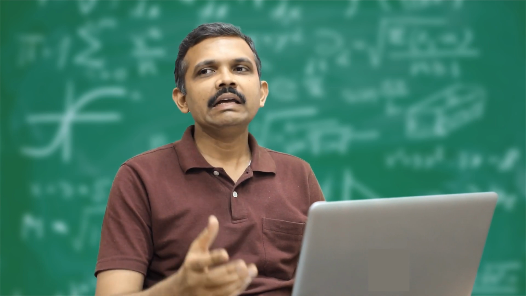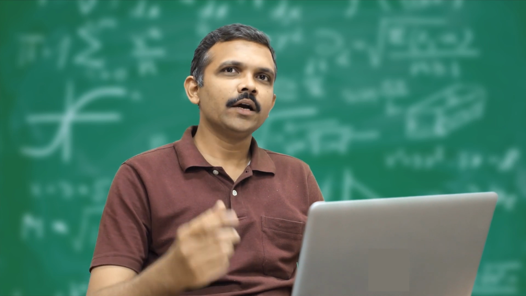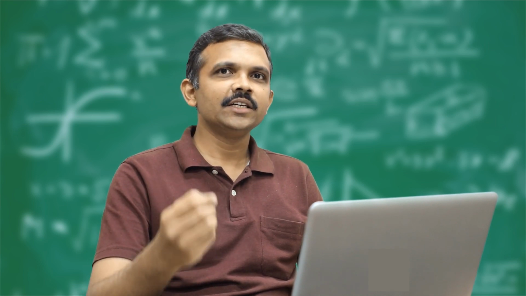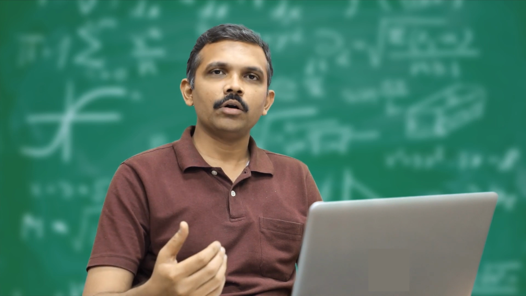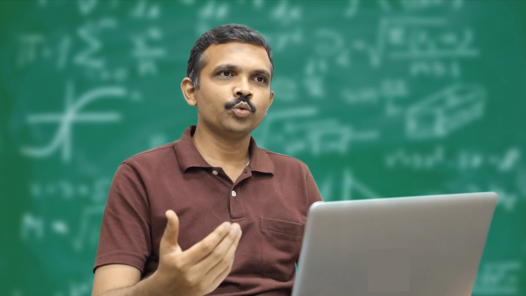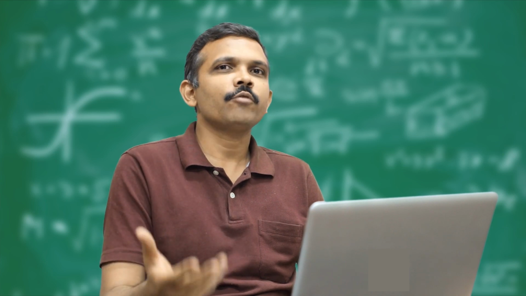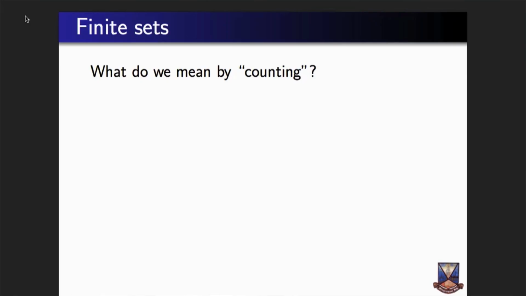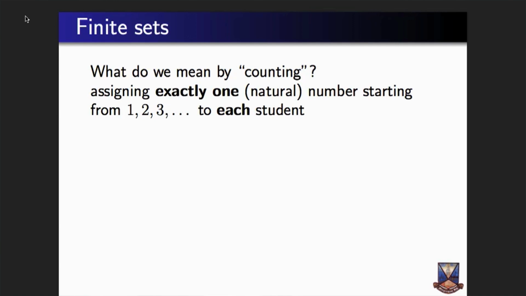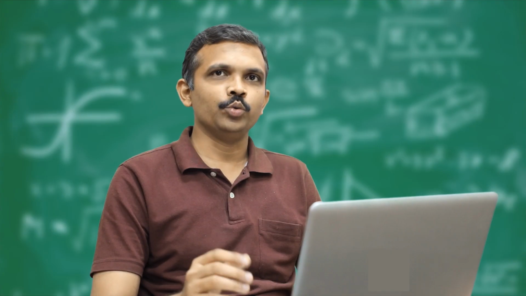What that student basically does is point out one student present in the classroom and start counting, assigning a number to each student one by one, usually starting from 1. So, 1, 2, 3 and so on. This is the process. In short, the student is assigning exactly one natural number, starting from 1, 2, 3 and so on, to each student. I am putting an emphasis on two main words: exactly one number to each student.